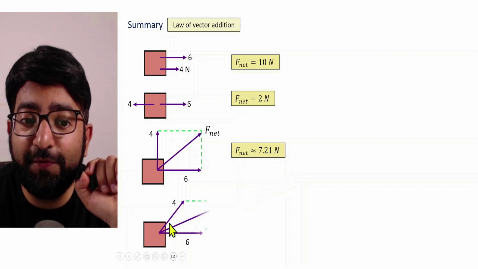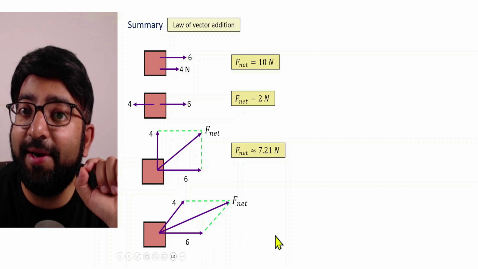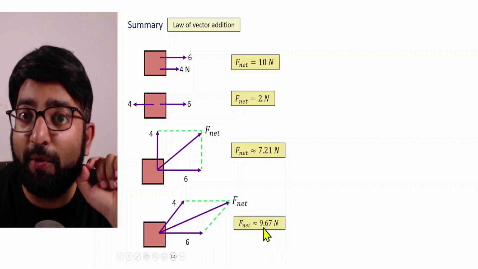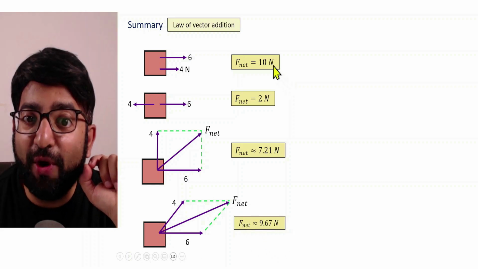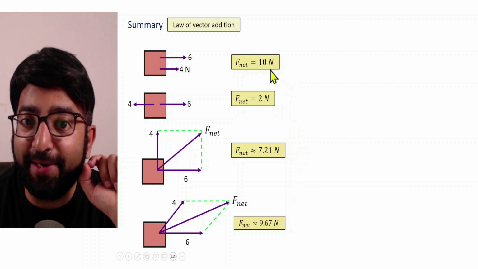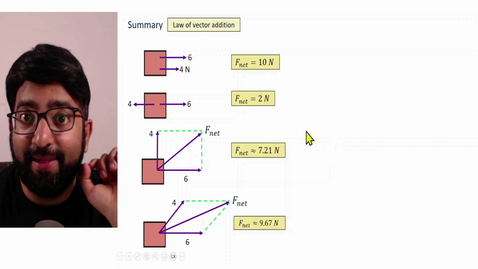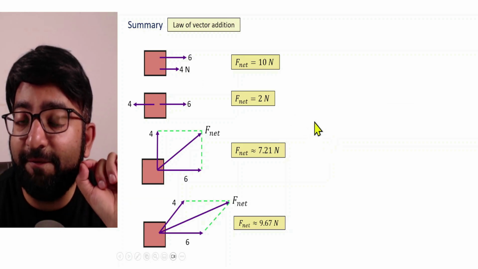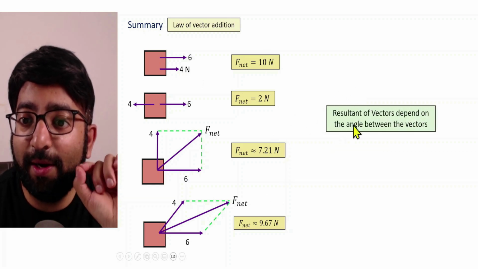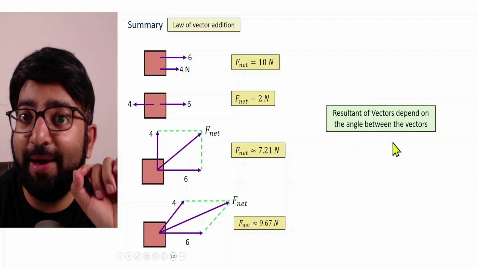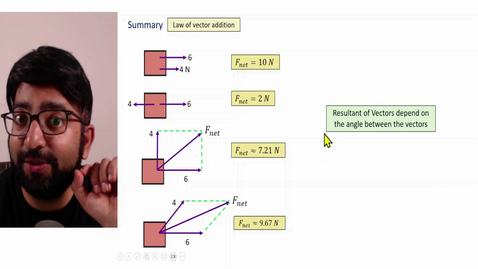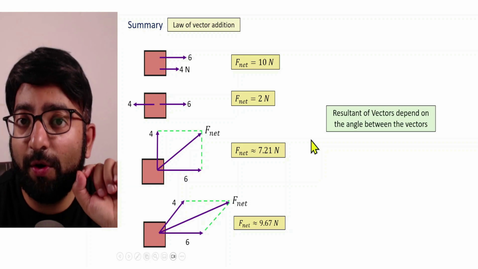And in case 4, which we just discussed, when the angle was 30 degrees, the net force was 9.67 newtons. Now, if you analyze very carefully, the magnitude of the resultant force keeps on changing depending on the angle. And that is the condition which every vector should satisfy: the resultant of vectors depends on the angle between the vectors. And now let us solve a question based on resolving of vectors.